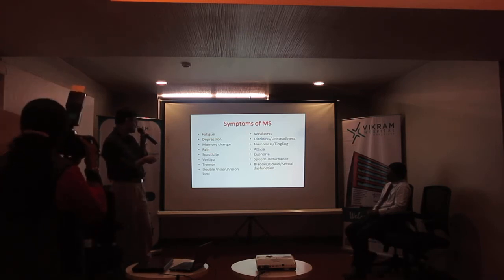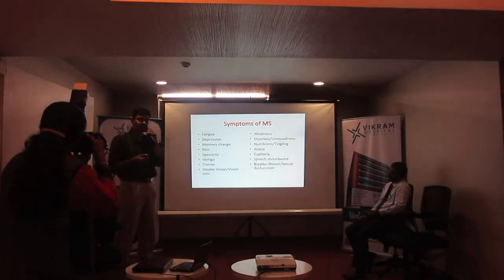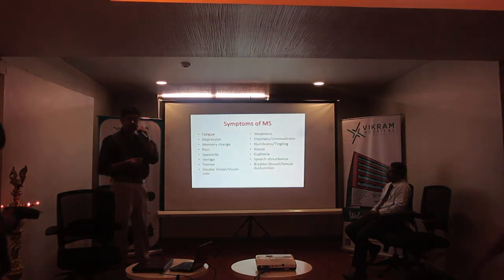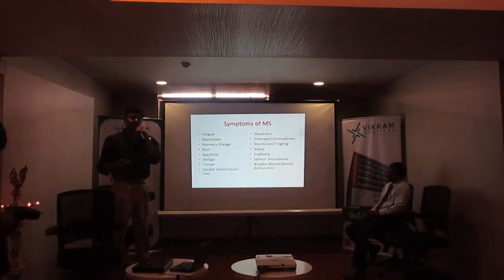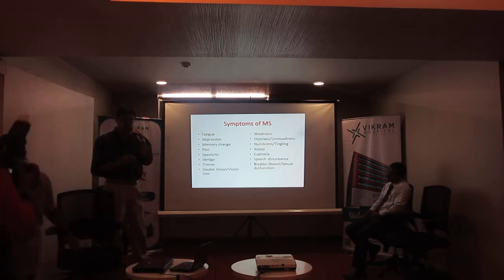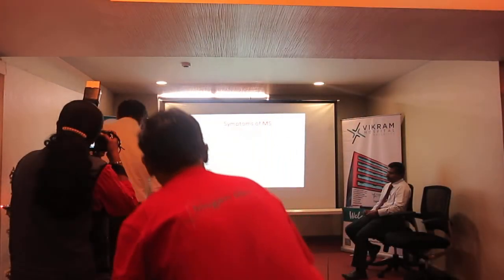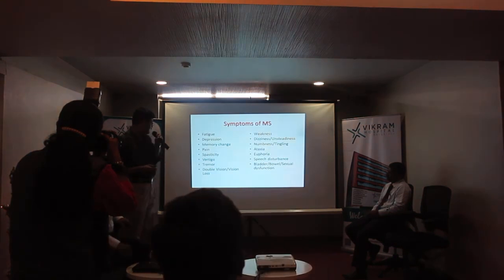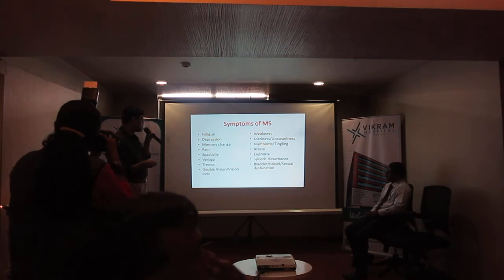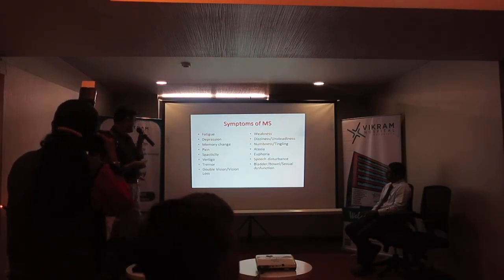Memory change is something that again has been found to be an important symptom more recently. Cognitive decline and memory disturbances and behavioral changes were initially not considered to be part of the MS spectrum. Increasingly now, neurologists and patients alike are realizing that cognitive decline is very much a part of multiple sclerosis and needs to be addressed. You can also have the more common ones like weakness, dizziness, numbness, unsteadiness, and vertigo.